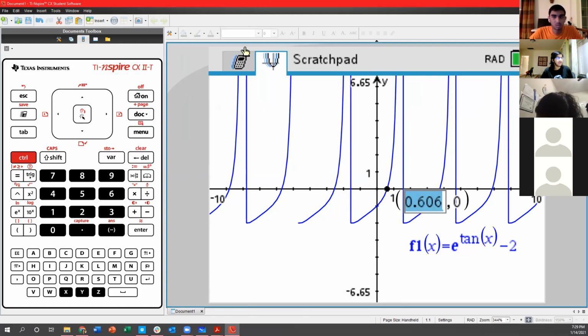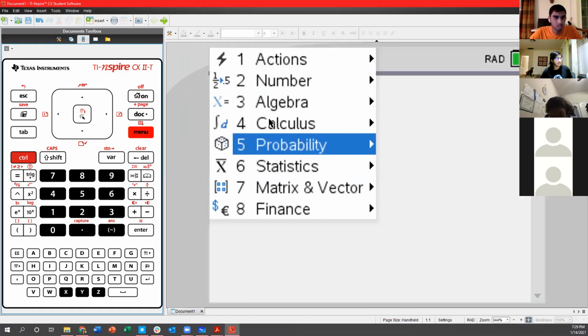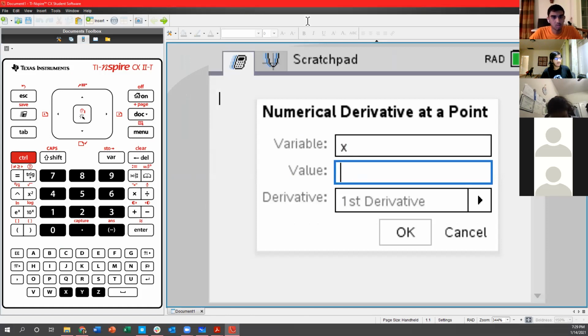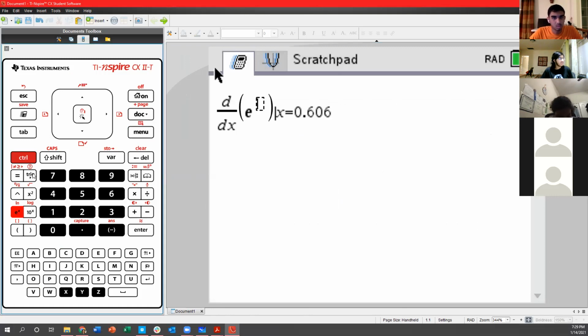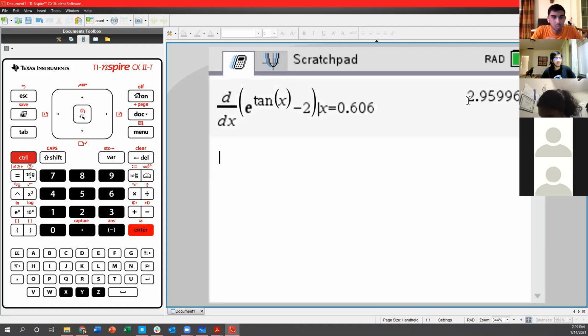Now go back to here, the main calculator. Now I can go to menu, calculus, numerical derivative at a point. The variable is x. The value is that value that we were looking at before. Click OK. Now you plug in the function e to the tan of x minus 2. And you get 2.959. It'll be a little bit inaccurate because we didn't go as far into the decimal places as we needed to.